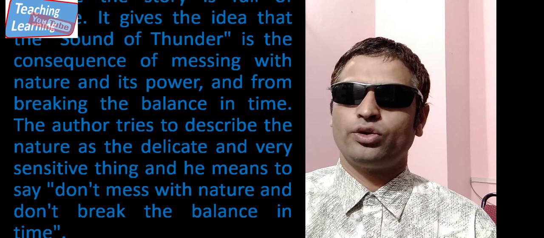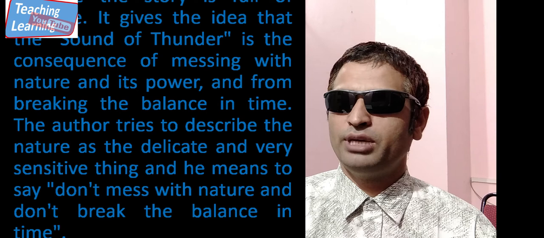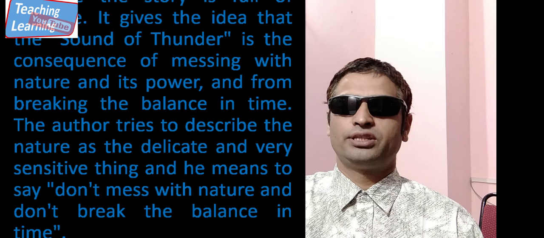The author tries to describe nature as a delicate and very sensitive thing, and he means to say, don't mess with nature and don't break the balance in time. Two things are very important that the writer tries to say. We can interpret this story in two ways. First one is, nature is very delicate. Nature is very sensitive. We should not play with nature. And we cannot violate the balance in time, because from Sunday, Monday comes.